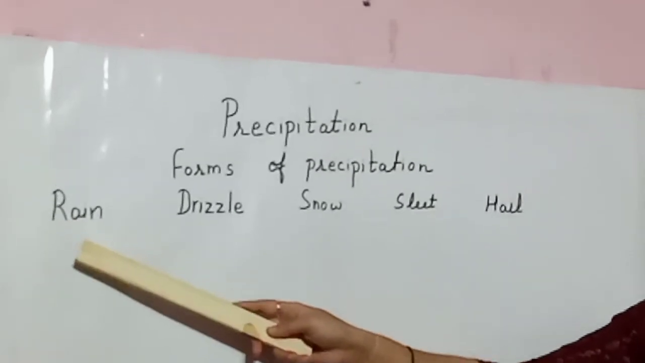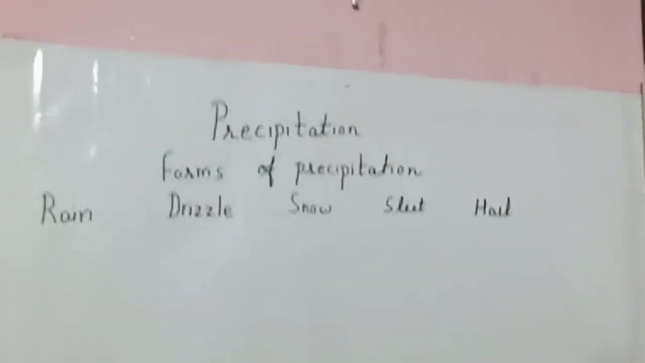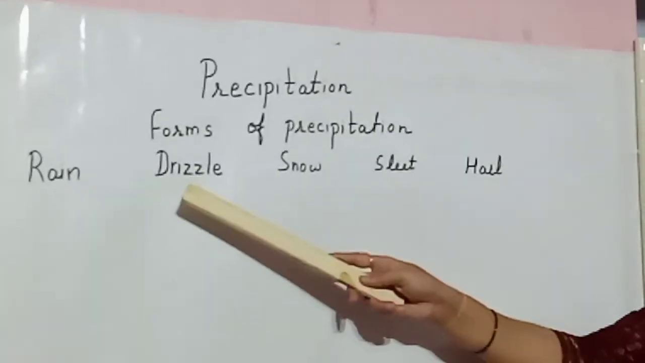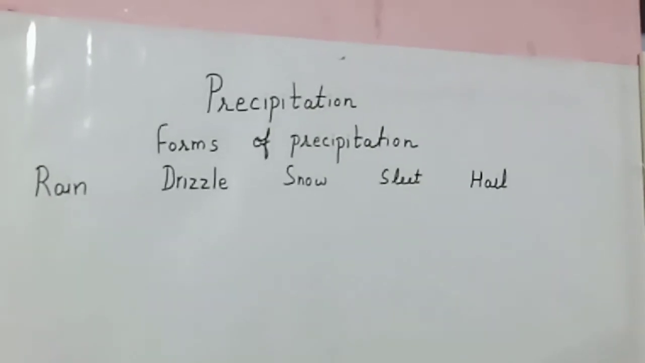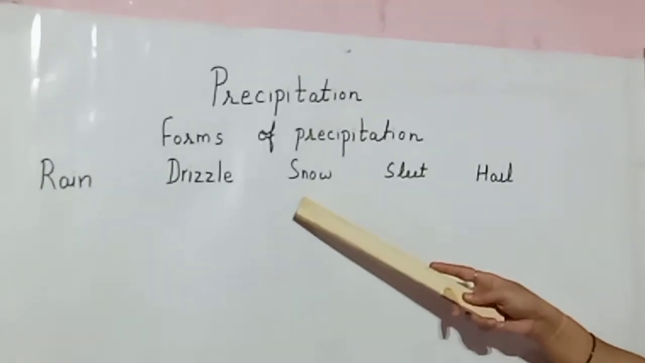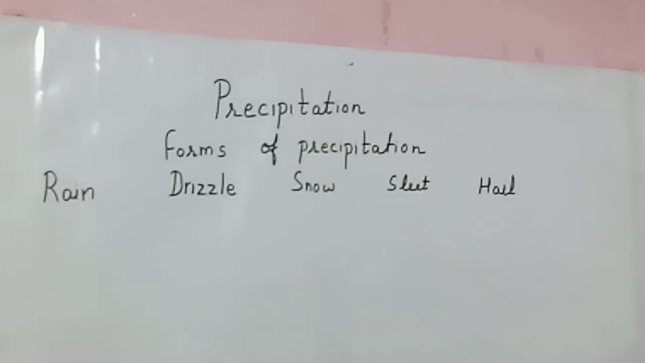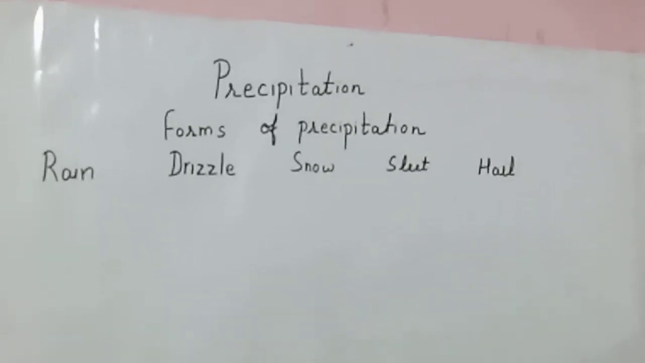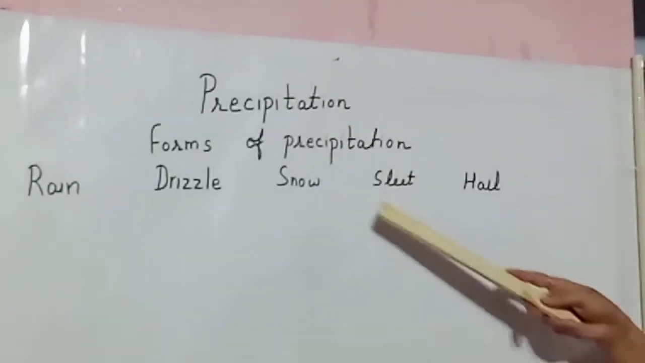First is rain. It is the most common form of precipitation. It consists of large drops of water. Second is drizzle. Light rain with drops of smaller size is called drizzle. Third is snow. It is the feathery flakes of frozen moisture that fall on the earth's surface when the cloud temperature and the ground temperature remain below the freezing point.